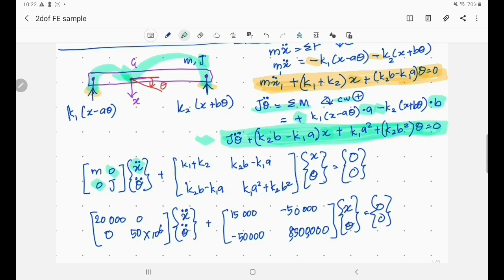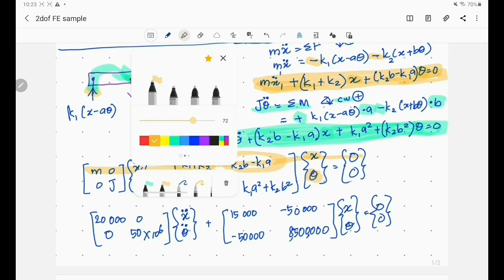Then you go to the next one. For x, you collect the terms for the first equation. You have k1 plus k2 here, and then your theta coefficient is k2 b minus k1 a. So from there you get the equation. When you arrange all the terms, the first row is for the first equation and the second row is for the second equation. This is the coefficient for x, and this part here is the coefficient for theta.